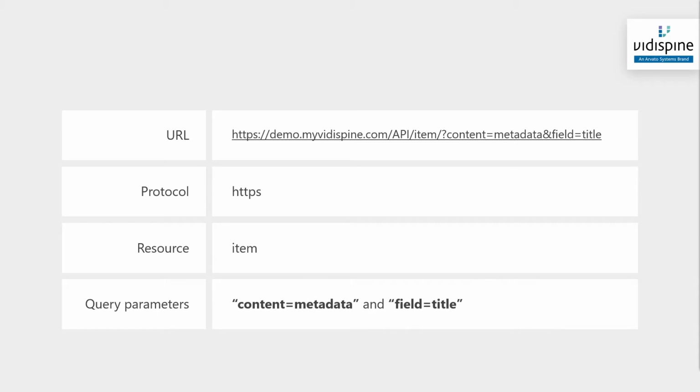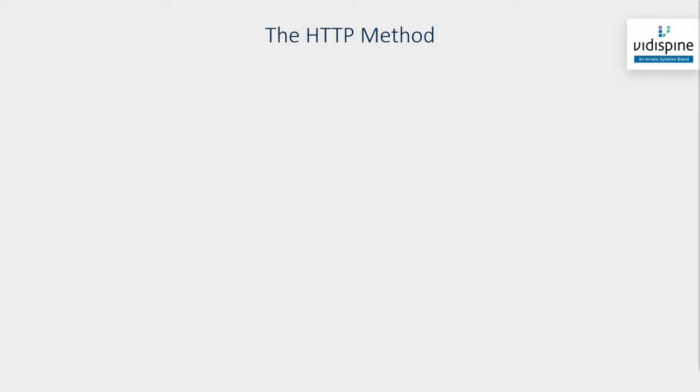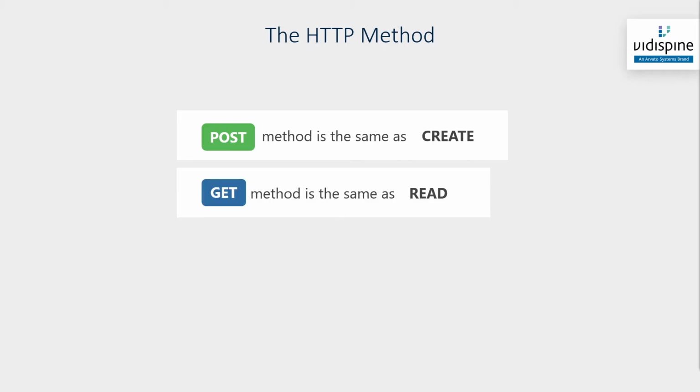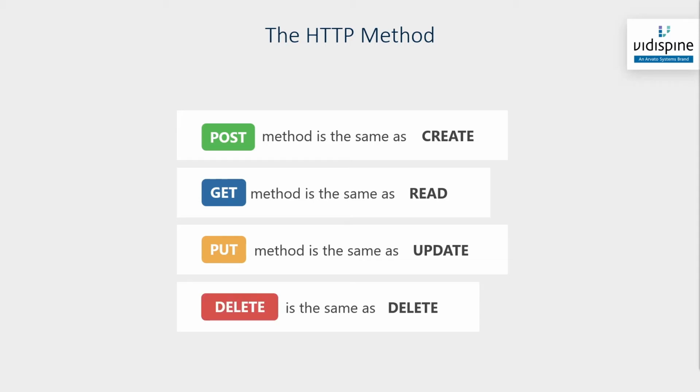to be returned. After the URL, we choose the HTTP method. The methods roughly match with the create, read, update, delete, CRUD operations, which you may use on a database, for example. The post method is the same as create. Get method is the same as read. Put is the same as update, and delete is delete.